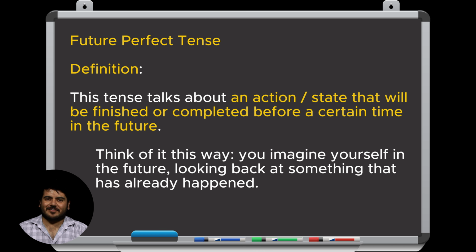Future perfect tense. Its definition. This tense talks about an action or state that will be finished or completed before a certain time in the future. Think of it this way: you imagine yourself in the future looking back at something that has already happened.